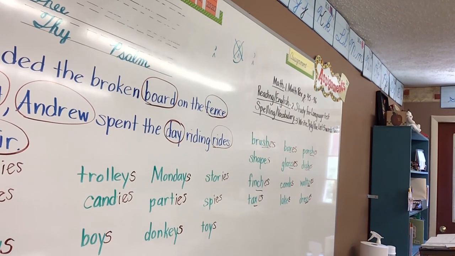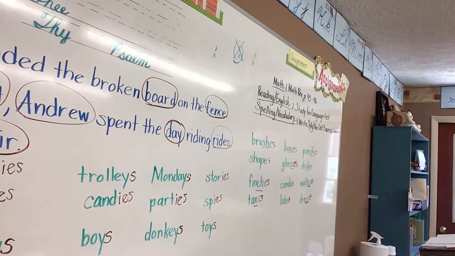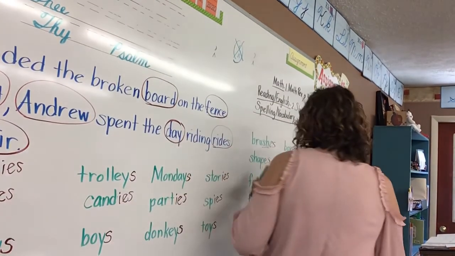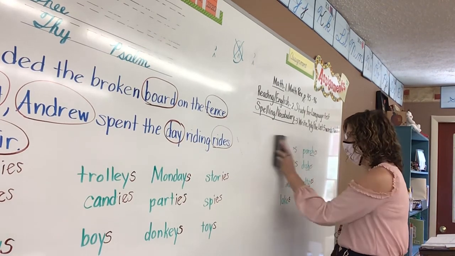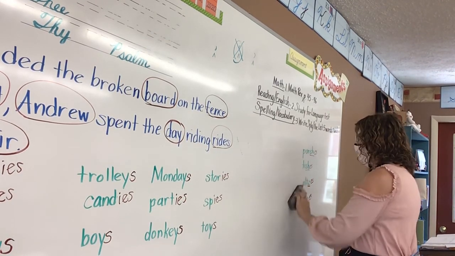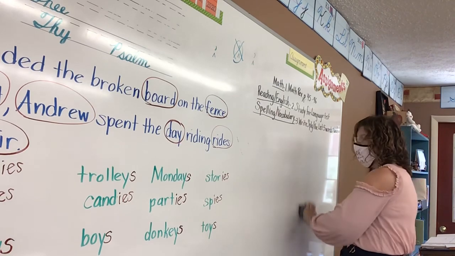All right, then we have the word lady. What's in front of lady? D. D is a consonant. So what does it tell us to do? Change the Y to an I and add ES. Very good.